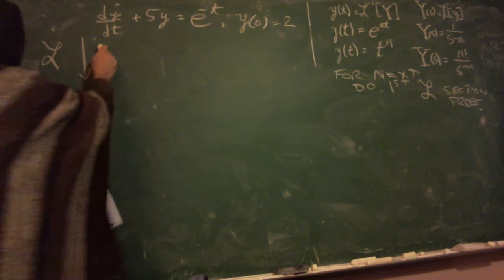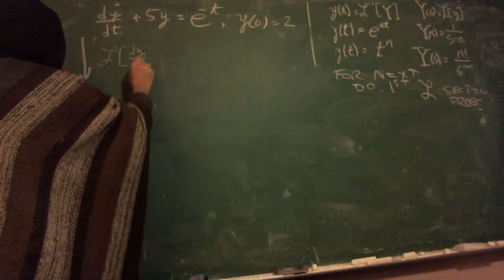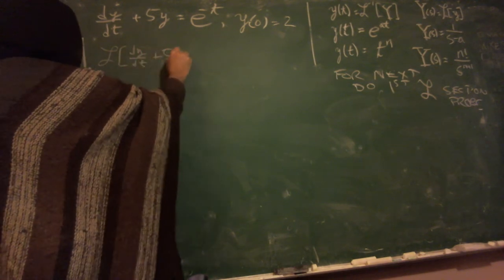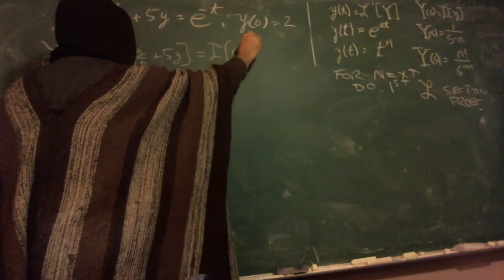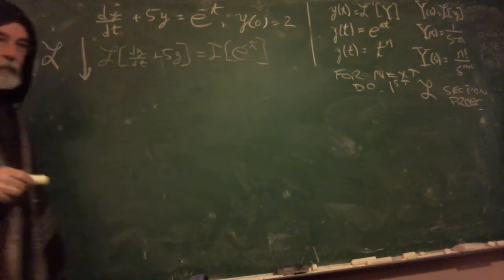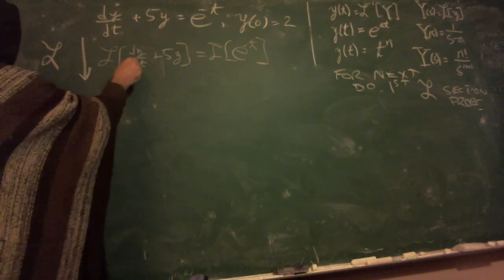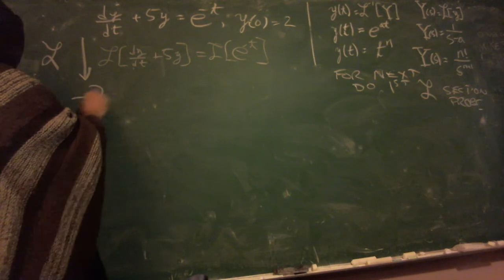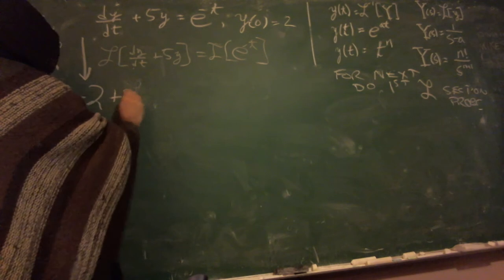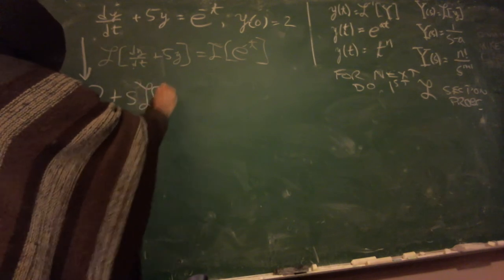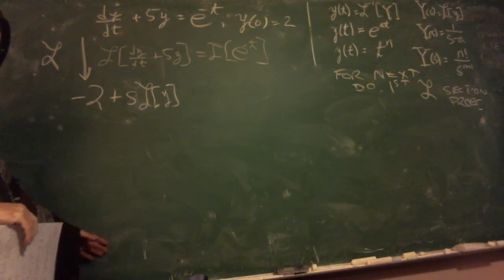Now, the notation would be to say, I'm doing L bracket dy dt plus 5y equals L bracket e to the negative t. But nobody writes that down because we just go term by term. It's a property of the Laplace transform. So L bracket is negative 2 plus s L bracket y. That's from the thing that was down here.